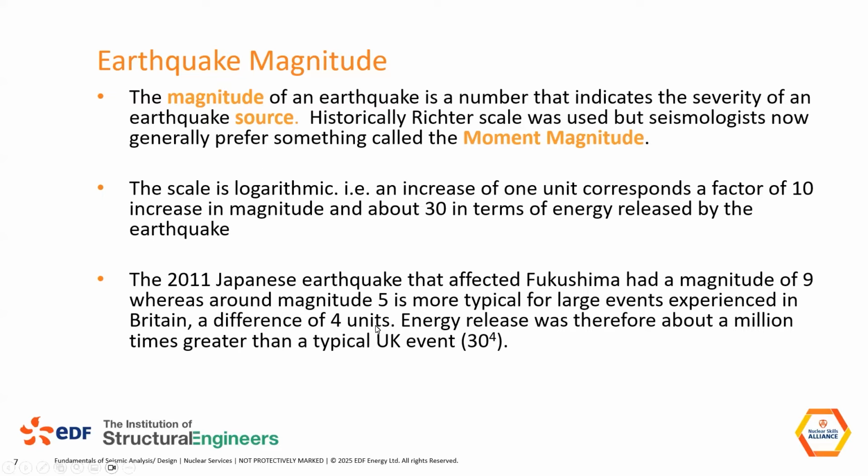For comparison, in Britain we might get around a magnitude 5 every, I don't know, 20, 30 years. And Fukushima was magnitude 9. It's like 9 to 5. Oh, that's not that big. That's around 1 million times difference in terms of the energy released. So like I say, with this logarithmic scale, when you get to the high numbers, even small changes like 0.1 are quite big.